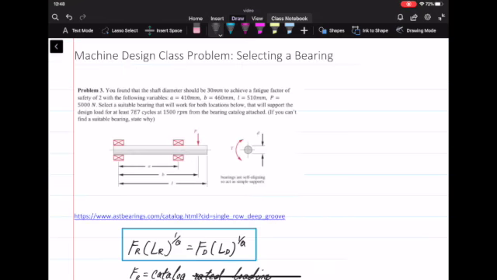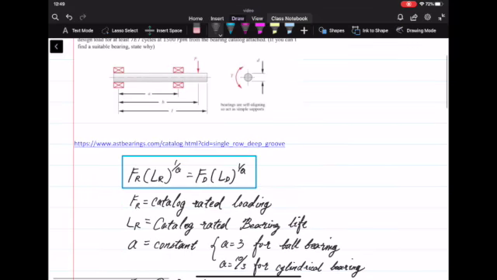You found that the shaft diameter should be 30 millimeters to achieve a fatigue factor of safety of 2 with the following variables: A equal to 410 millimeters, B equal to 460 millimeters, L equal to 510 millimeters, P, which is the force, equal to 5,000 Newtons. Select suitable bearings that will work for both locations below, and that will support the design load for at least 7 times 10 to the 7 cycles, which is the life of the bearing, at 1500 RPM from the bearing catalog attached. The catalog link is right here, and I can also put it in the description.